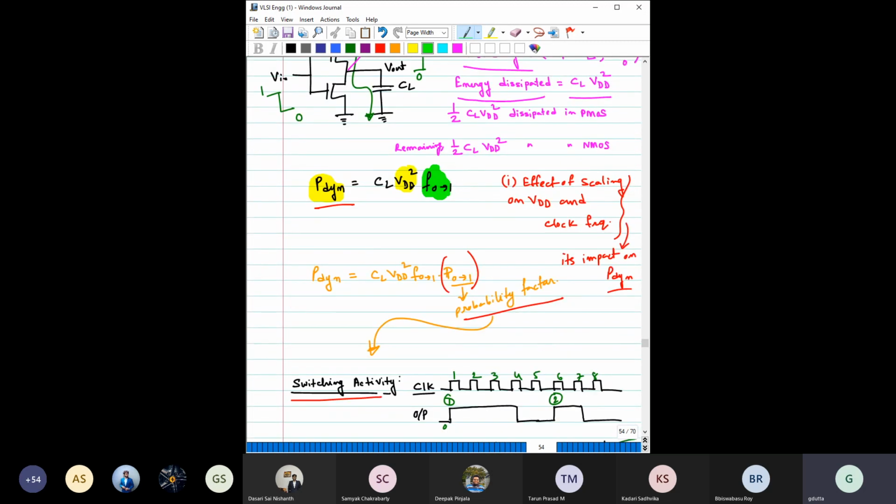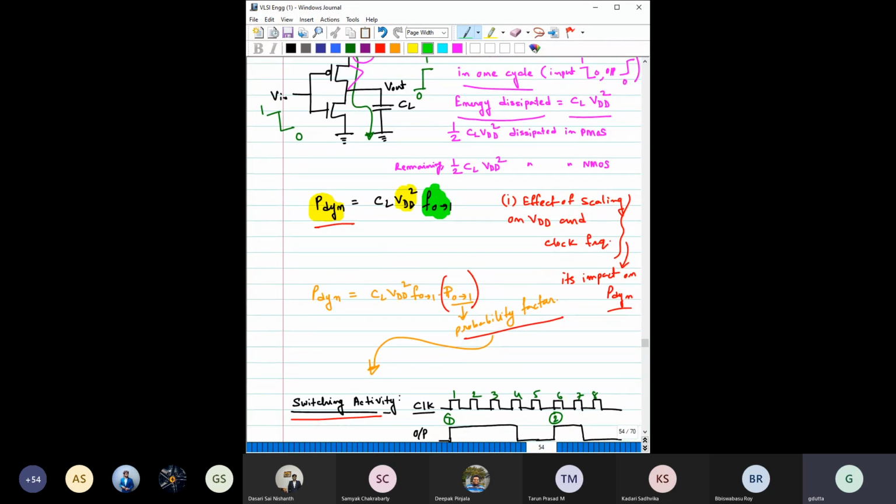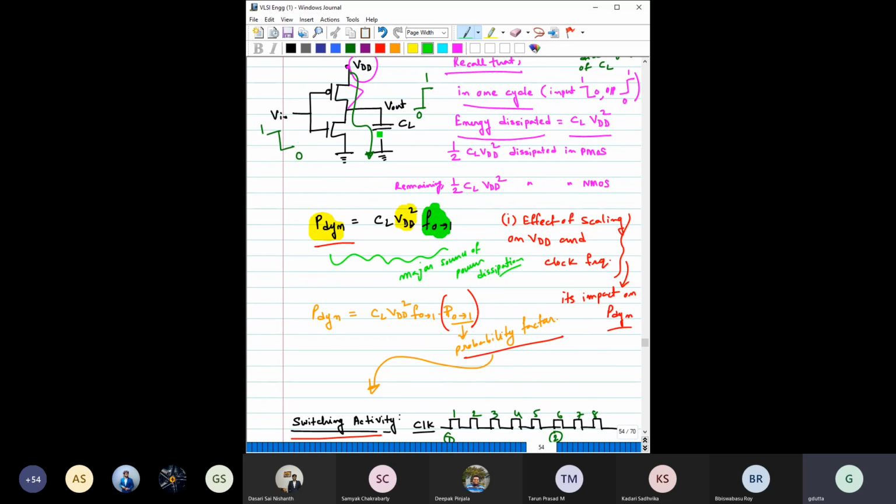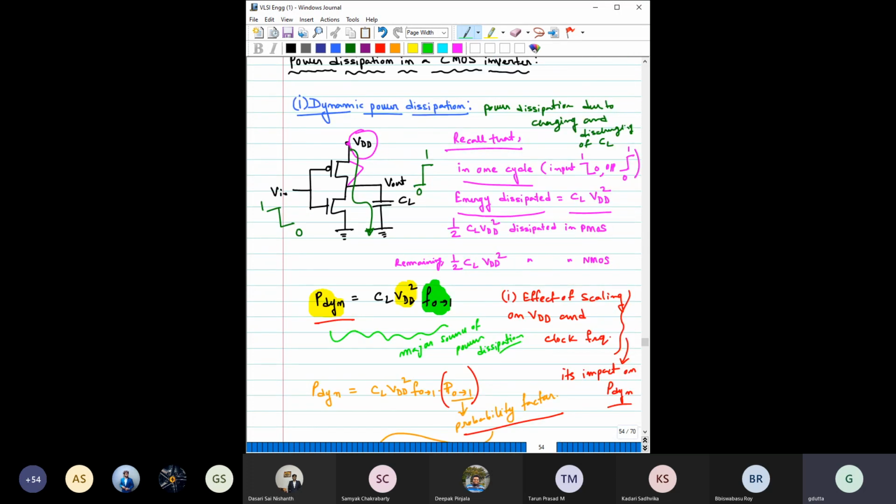Remember, this is the dynamic power dissipation, and this is the primary type of power dissipation. In a modern IC, this is the major source of power dissipation, compared to the other two types. And this only happens when it is changing. If the output is not changing, then there is no dynamic power dissipation.